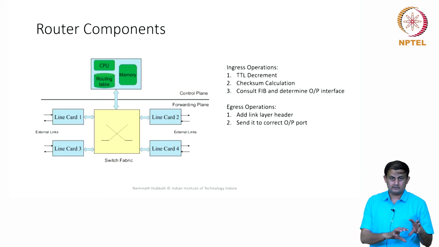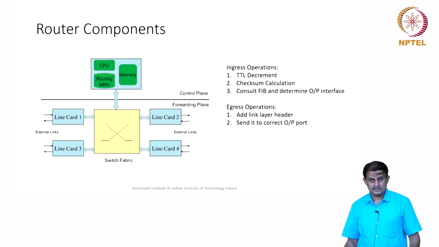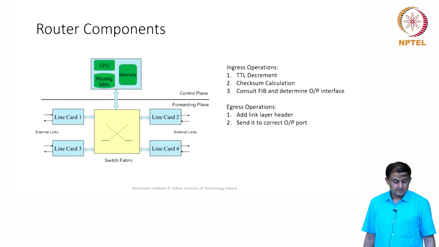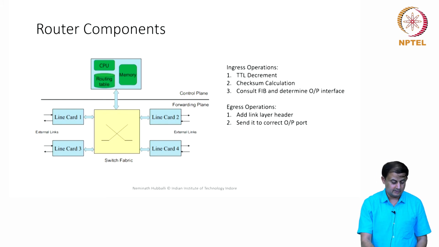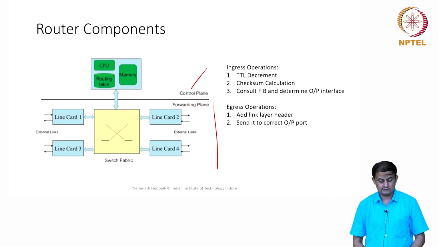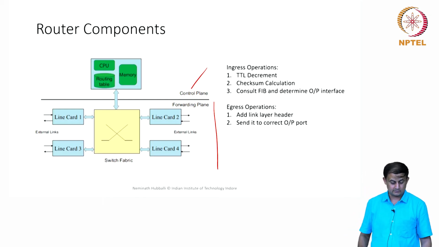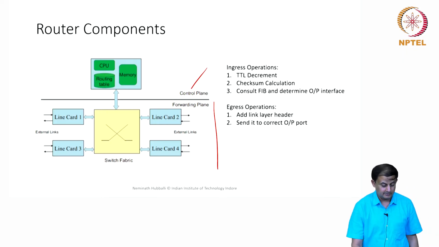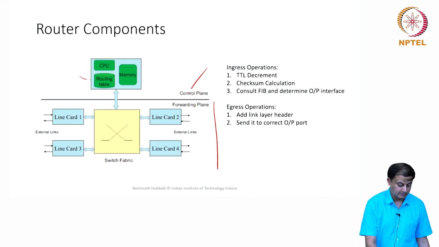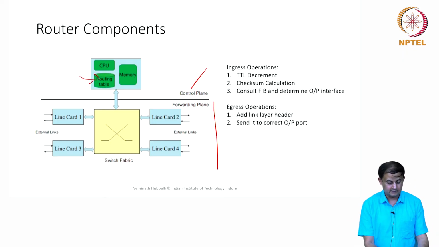If you look in a little more detail at what exactly a router contains, as I said, the typical operations of the router are divided into two parts. One is the control plane operation, and the second one is the data plane operation, which is also called the forwarding plane operation. In the control plane operation, you have got the routing table.